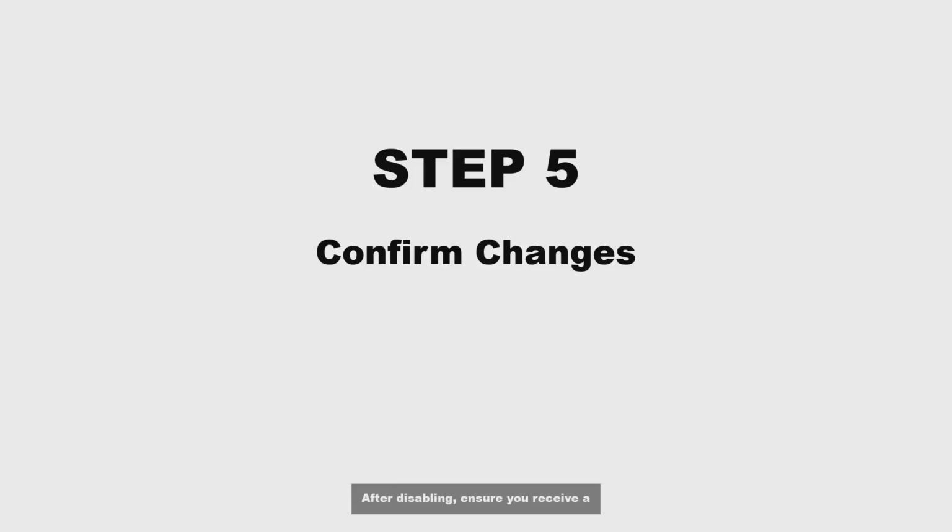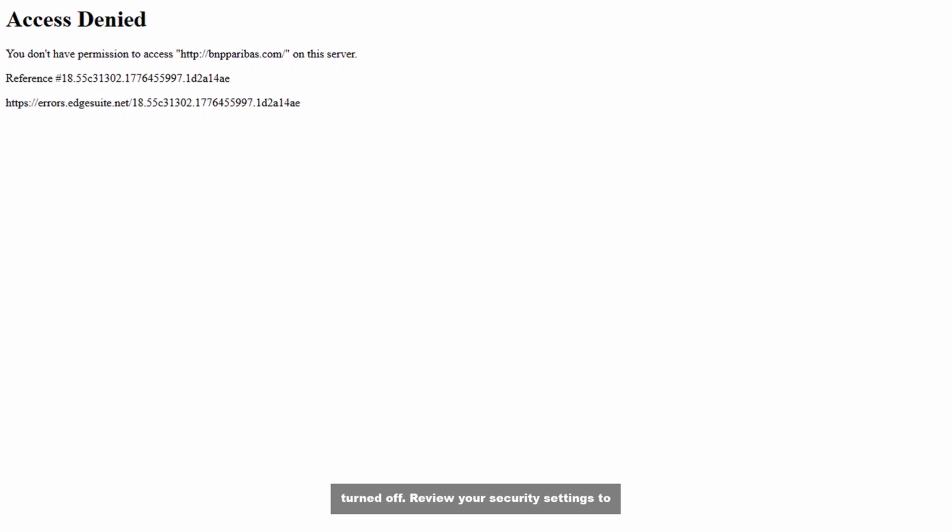Step 5. Confirm changes. After disabling, ensure you receive a confirmation message indicating that two-factor authentication has been successfully turned off. Review your security settings to ensure everything is as you want it.